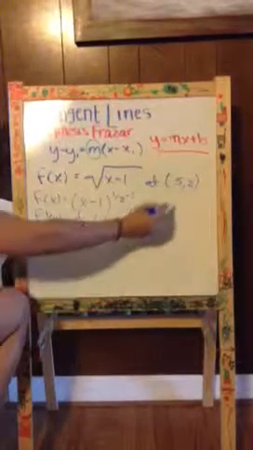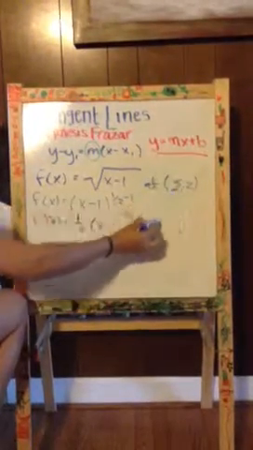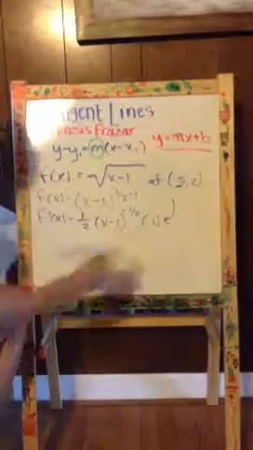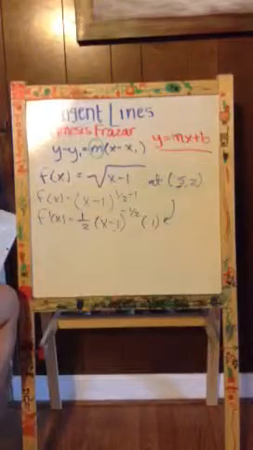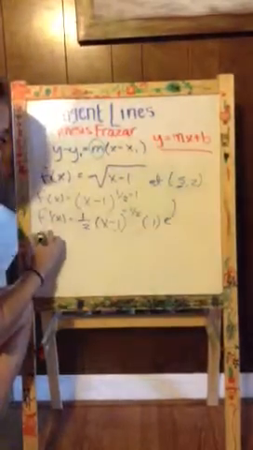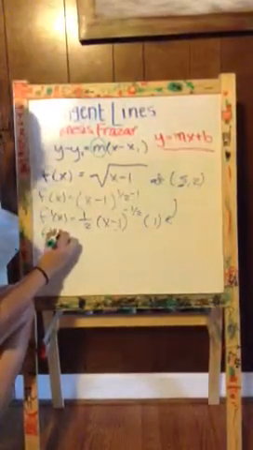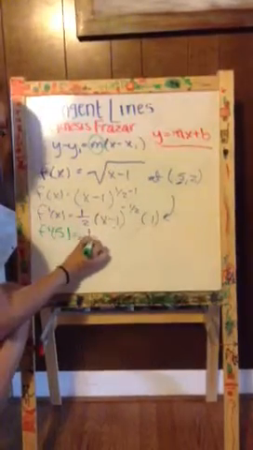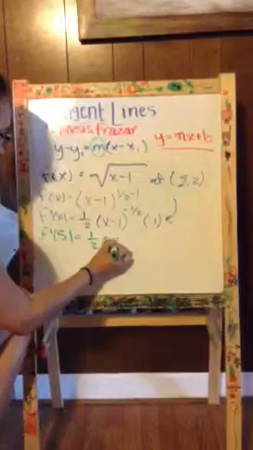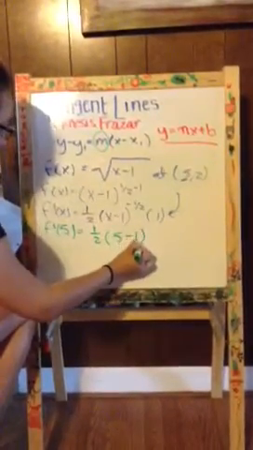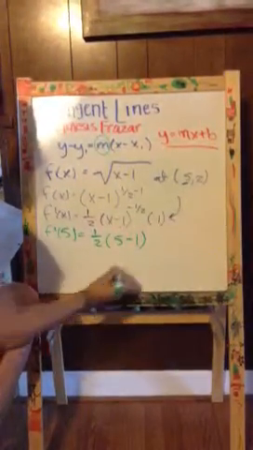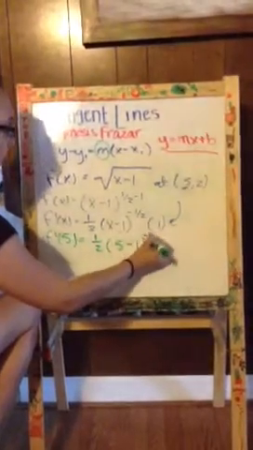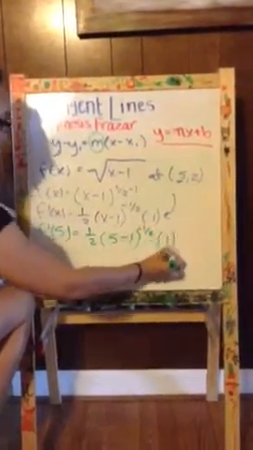What we will do now is we will plug in our x value, which is 5, into the first derivative equation. And we will have f prime of 5 equals 1/2 times 5 minus 1 to the negative 1/2 times 1.